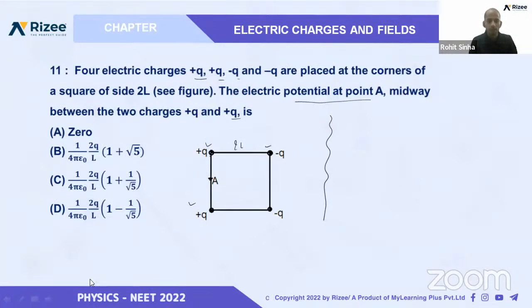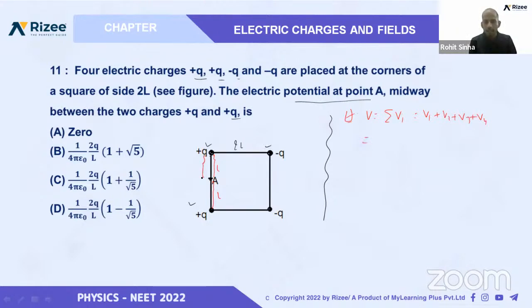How can we solve it? Let us see. This distance will be L. By superposition, the electric potential V is the summation of all the potentials, V1 plus V2 plus V3 plus V4. Add up all the potentials and you will get it.